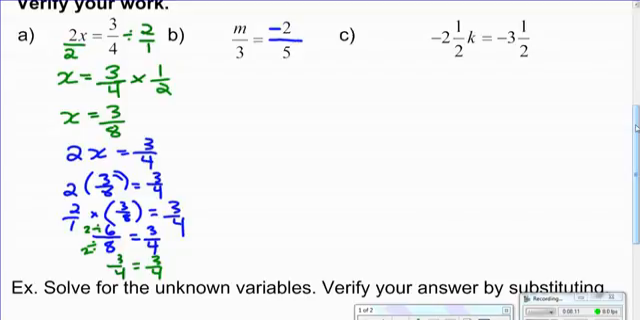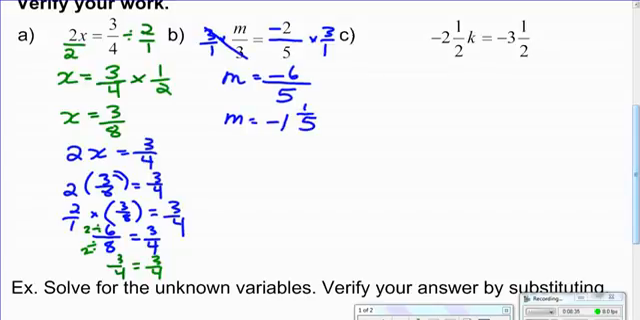Okay, so it's being divided by 3, the variable. We need to get the variable by itself, so we're going to do the opposite of divide by 3, which is times by 3. So 3/1 times by 3/1. 3 divided by 3 cancels out to 1m. And we get -2 times 3, so -6/5. Or -1 1/5.